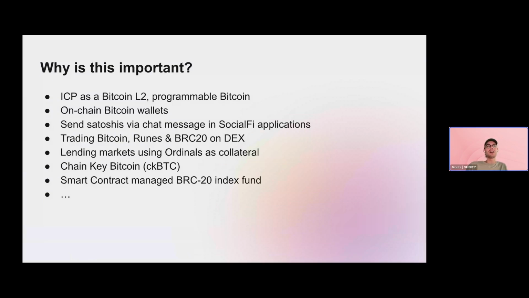The second one are on-chain Bitcoin wallets. Because canisters on the IC have access to ECDSA signatures, you can hold your Bitcoin in a canister, which also opens some use cases. For example, this multi-chain wallet. Then you could also send your Satoshis, for example, via chat message on the internet computer in a SocialFi application. You could trade Bitcoin, runes, and BRC20 tokens on decentralized exchanges.